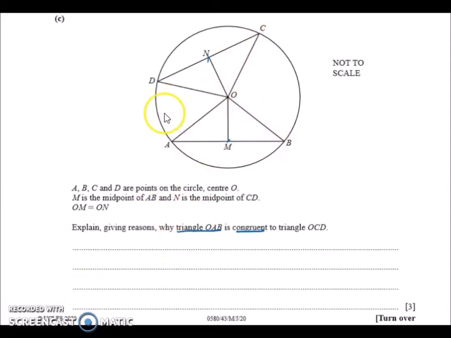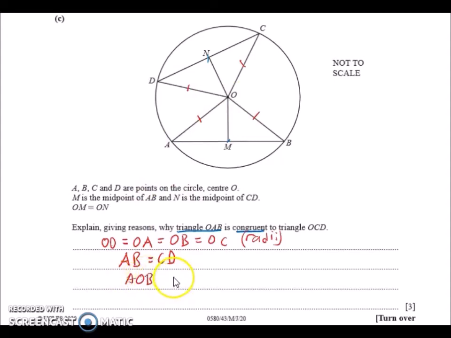The first reason here is, as you can see, OA, OB, OD, and OC, you can actually write it down over here: OA equals OB equals OC equals OD. These are the radii, so all must be the same. So what happens is AB must be equal to CD. So this implies that triangle AOB is congruent to triangle OCD. So these are the reasons. So you're getting 3 marks there. Okay, so we'll be going to the next question now.